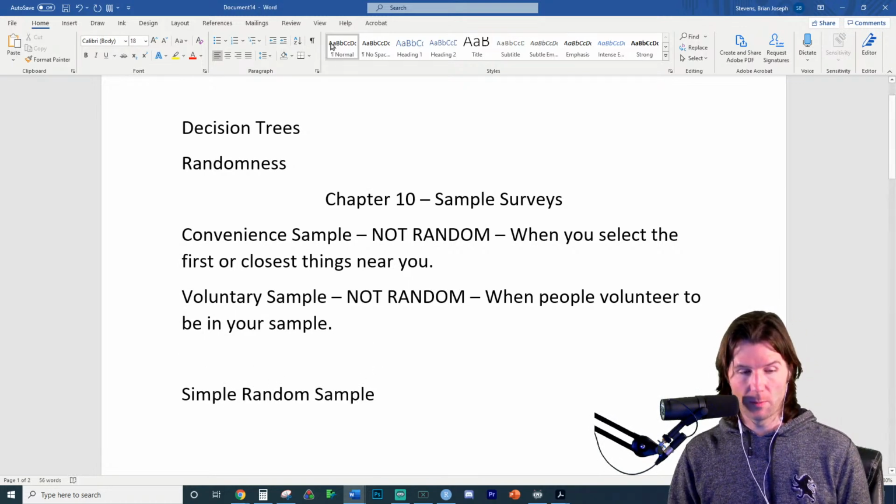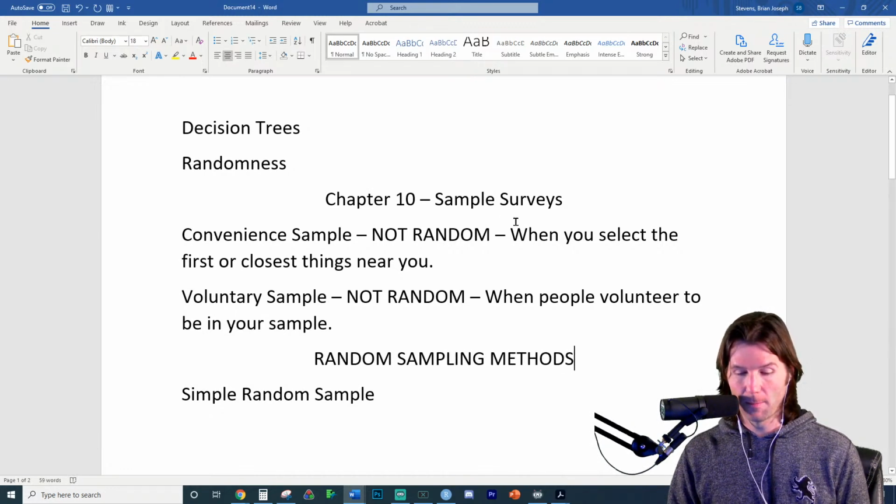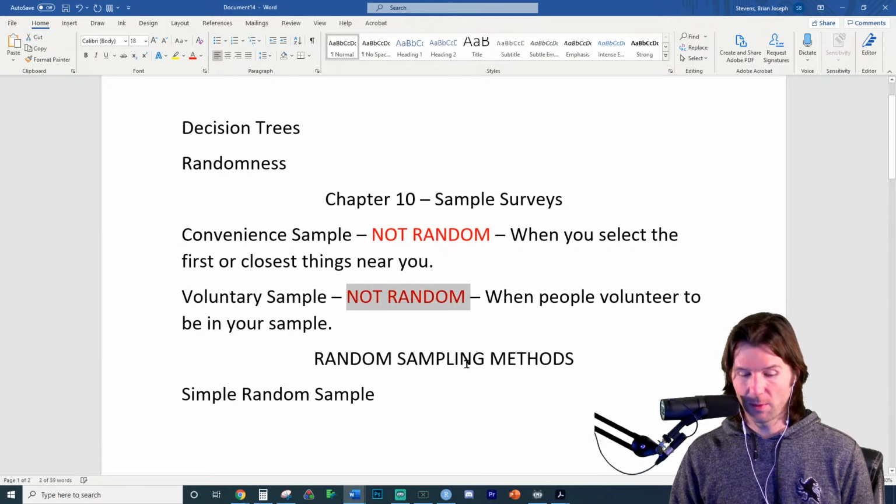So let's go here and put random sampling methods. These are random sampling methods now. And these are the not randoms. So we'll just leave that in there. We'll put a really big, scary red right there, not random. We don't want people using these. These are not good sampling methods.